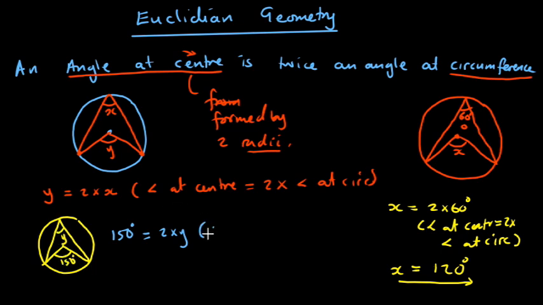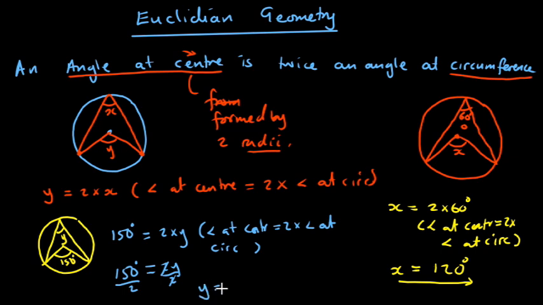The reason is angle at center is equal to 2 times angle at circumference. So what do we get? We get 2y this side. It's equal to 150 degrees. Divide both sides by 2. Then it means that our y is equal to 75 degrees.